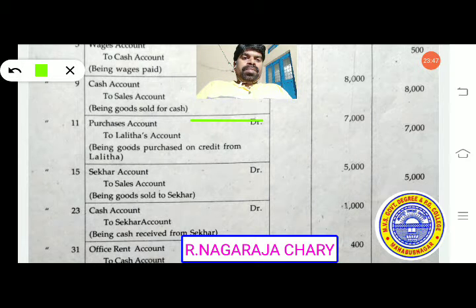When we are saying person, it comes under personal accounts. So, according to personal accounts, debit the receiver, credit the giver. Lalita is the giver, so that is why Lalita is to be credited. Both the aspects will be equal, 7,000 and 7,000.